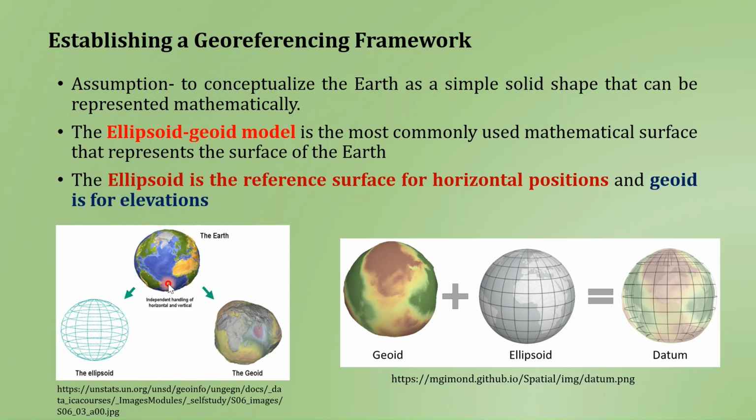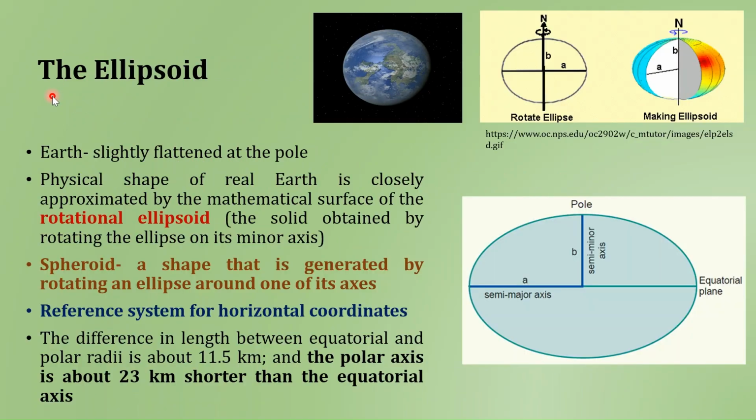So the spheroid shape and the uneven surface of the earth are considered in two models. One is the ellipsoid and the second is the geoid. And the combination of the geoid and the ellipsoid forms a datum, which is the ellipsoid-geoid model. Now firstly, let us see what the ellipsoid is.